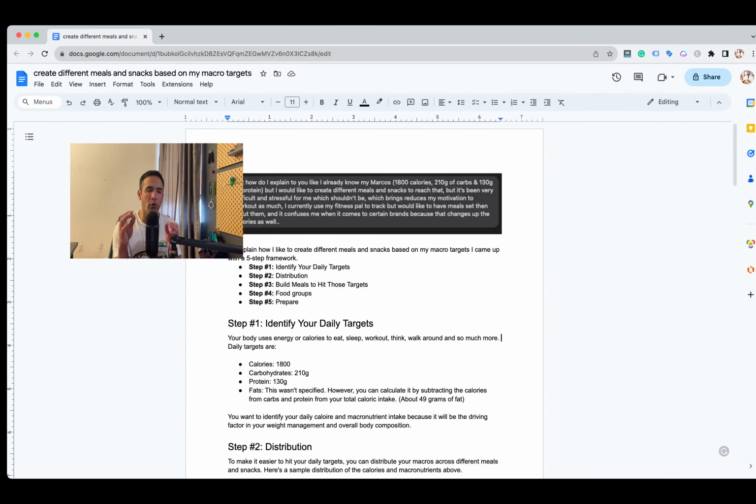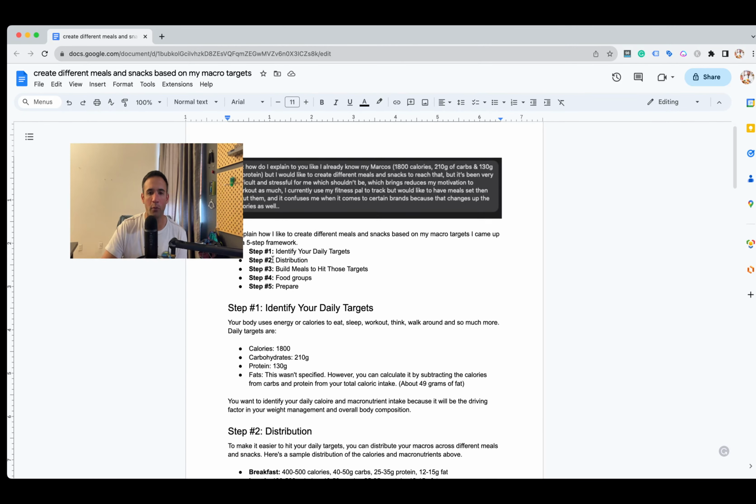Okay, so there are a few questions in here that we could pull out. This person knows that they have 1,800 calories. They know that they need to eat about 210 grams of carbs. They would like to be able to construct different meals out of this. That's the focus. And it confuses me when it comes to certain brands because that changes up the calories as well. We're going to address that at the end as well. We're going to try and do both of these here.